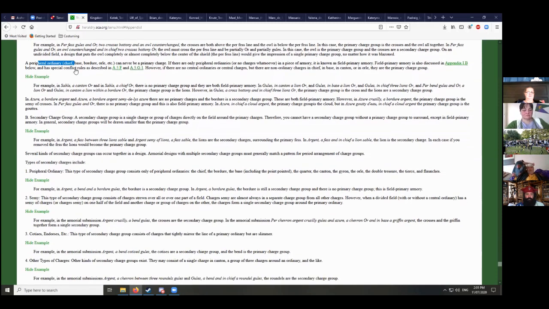I talked about peripheral ordinaries before, and it gives examples here: the chief, the base, the bordure, and the orle. They have their edges defined by or formed by the edge of the field, and they can never be primary charges. If there are only peripheral ordinaries or no charges whatsoever in a piece of armory, it is known as field primary armory. It is discussed in greater detail and has special conflict rules, which I won't really be going into, because I'm mainly talking about blazon and especially the order and the grammar of how to do it in this case.